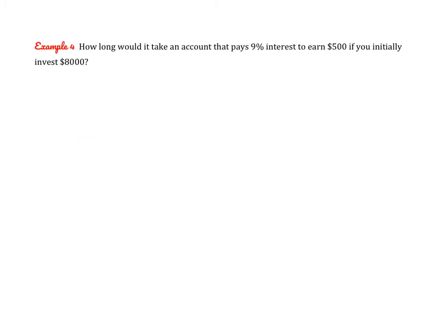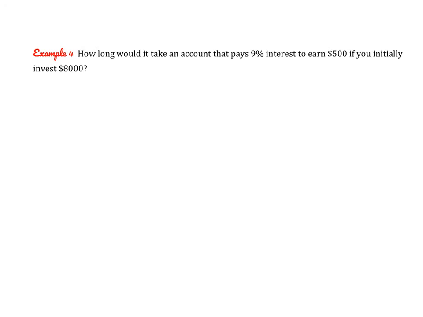All right, so let's try one more of these simple interest problems together. This one says, how long would it take? So you can see right off the bat that this time we're solving for T. An account that pays 9% interest to earn $500 if you initially invest $8,000. So again, this one we can use that interest formula. And we are solving for T this time. This is how long would it take.